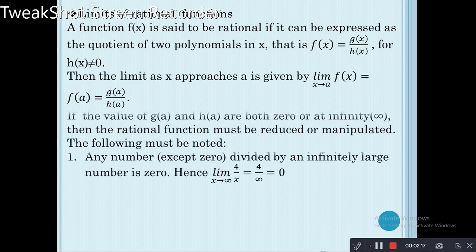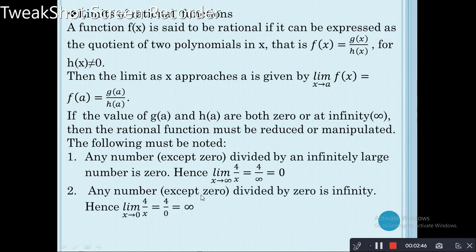So if the values of g of a and h of a are both 0 or at infinity, then the rational function must be reduced or manipulated. The following must be noted. Any number with the exception of 0 divided by an infinitely large number is 0. Hence, when you are finding the limit of 4 over x as x approaches infinity, we will have 4 over infinity, which is a very large number. So then our answer is 0.